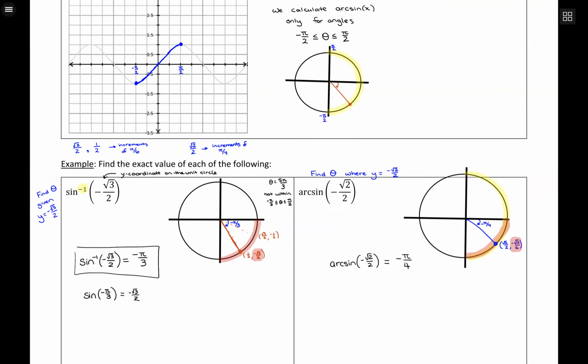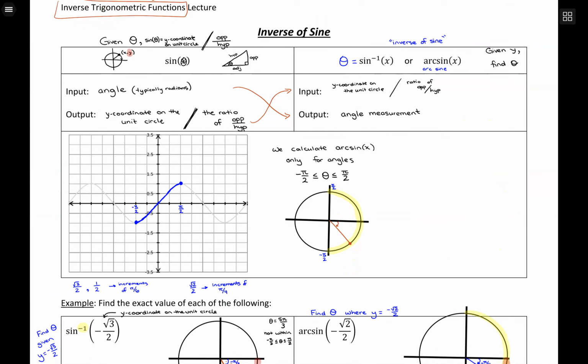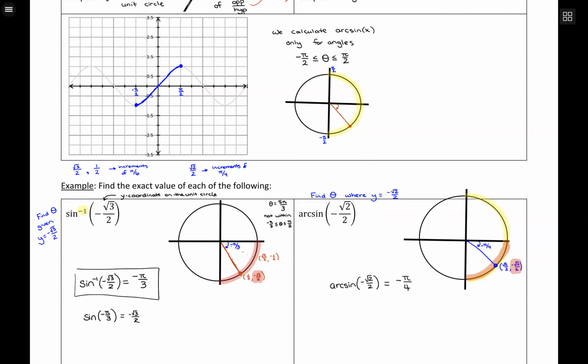All right, so that's the setup for our inverse function, the idea of solving for angle measurements and working with the unit circle, just switching operations. So we're going to do this through cosine and tangent as well, which should go a little more quickly because it's really going to be the same process as we did for this.